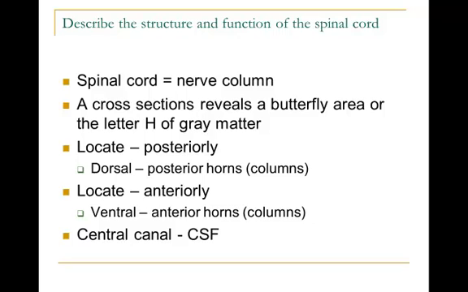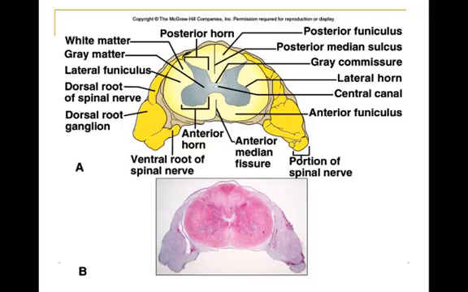So it's a nerve column. It's carrying information up and carrying information down. I'm going to go to this picture. So looking at this picture, it's a cross section of the cord. And these are the spinal nerves coming out each side. And this dark gray piece in the middle represents gray matter. So we know that it's nuclei primarily.